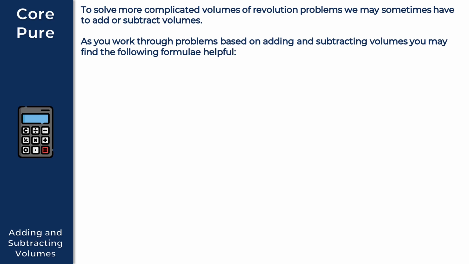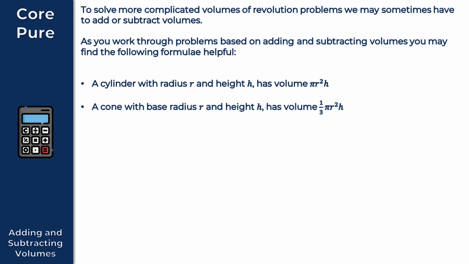So what do we have then? Well, for a cylinder with radius r and height h here, this will have volume of pi r squared h. Very much a result that you should be familiar with. Then we also have a cone here with base radius r and height h, and this will have volume of 1 over 3 pi r squared h. And again, this is very much a result that you should be familiar with.